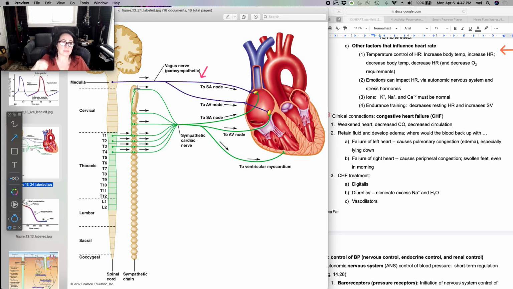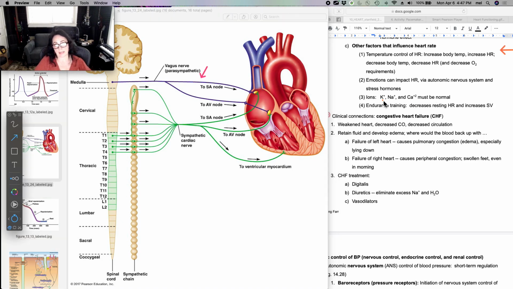Okay. And then the other thing is also true. This whole story that we've been telling relating to ions and heart rate only works if the ions that are involved in controlling your heart rate are normal. If your potassium is off, it will have an impact. If your sodium is off, it will have an impact. If your calcium is off, it will have an impact. And then, like we said when we were talking about Lance Armstrong, if you are training for endurance over long periods of time, you can actually increase stroke volume, which allows for a decrease of heart rate.